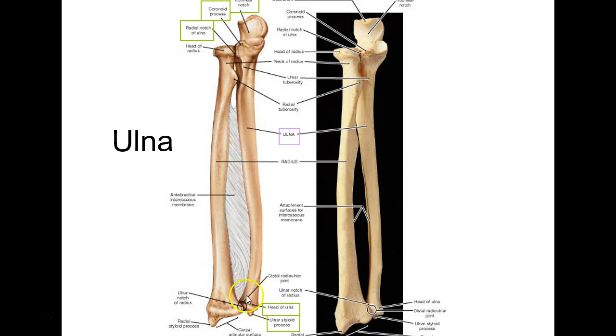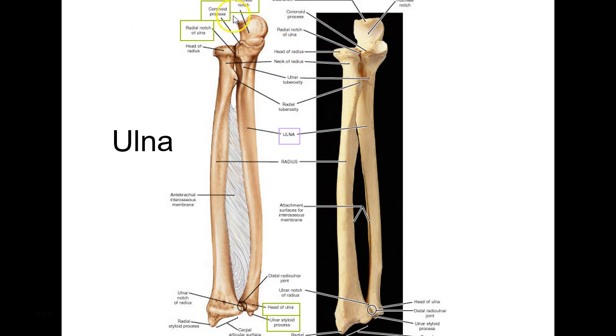Basically, the head is what's rubbing a little notch in this case. So you'd be rubbing a notch on the radius right here, and they would call it the ulnar notch of the radius. And then the radial head would be rubbing a notch on the ulna, and they would call that the radial notch of the ulna. Radial notch of the ulna. Ulnar notch of the radius. See how that works? All right, so let's look at the radius now.